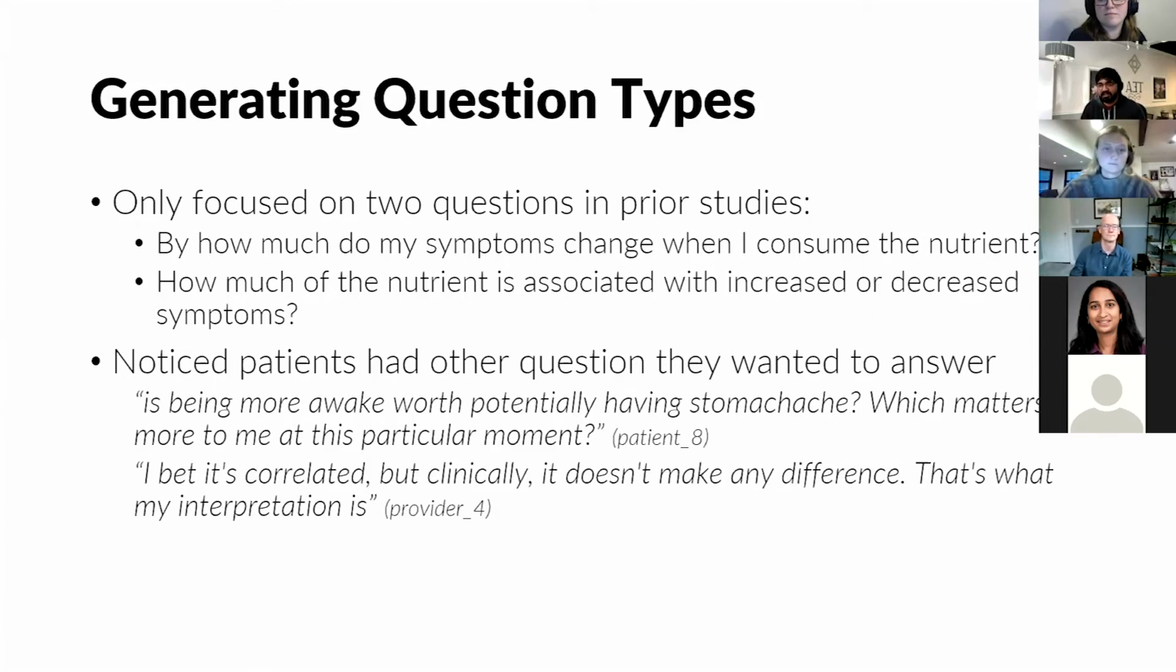So take the example of patient 8, who was looking at the impact of caffeine on their abdominal pain and said, is being more awake worth potentially having a stomachache, which matters more to me at that particular moment? So there's some sort of trade-off where the person is able to say, I'm willing to put up with this much abdominal pain as long as it helps me stay up and do my work.